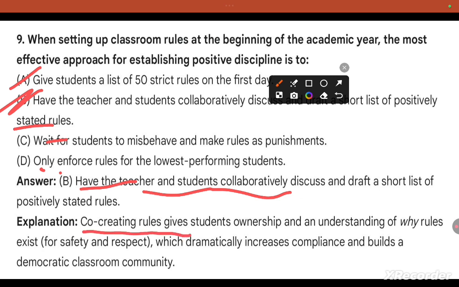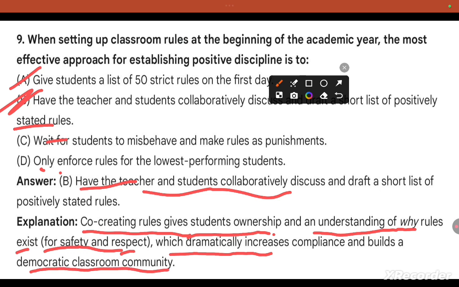Co-creating rules gives students ownership and an understanding of why rules exist for safety and respect, which dramatically increases compliance and builds a democratic classroom.